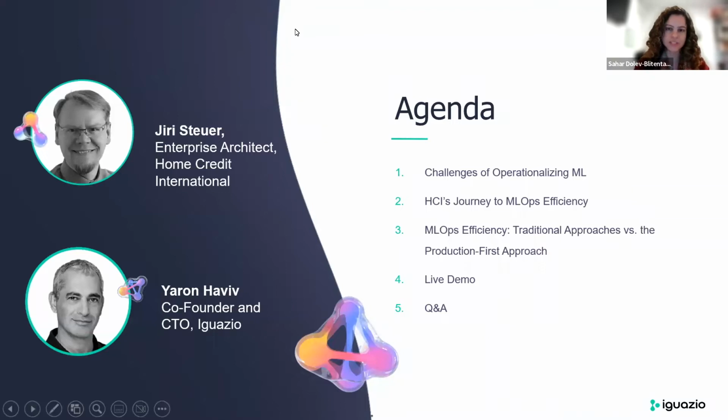And he's going to talk to us about the traditional approach to MLOps versus the production first approach, which also affects MLOps efficiency significantly. So in terms of agenda for today, we're going to start off talking about the challenges of operationalizing machine learning. We'll hear from Jiri about his team's journey to MLOps efficiency. We'll talk a little bit about the different approaches, and then we'll open it up to Q&A.